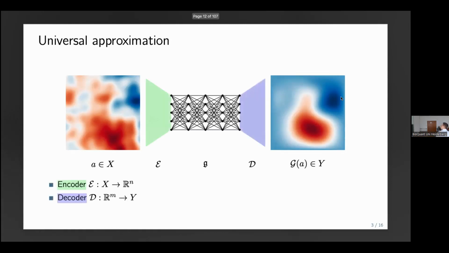The first thing we do is adopt this standard encoder-decoder type of architecture, where you take the input a and you apply some encoder, which simply performs some kind of dimension reduction.